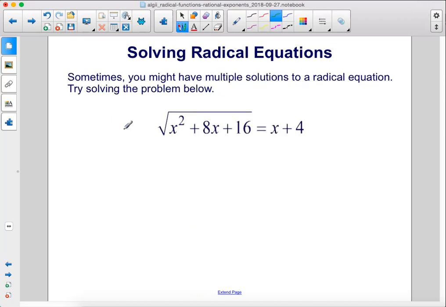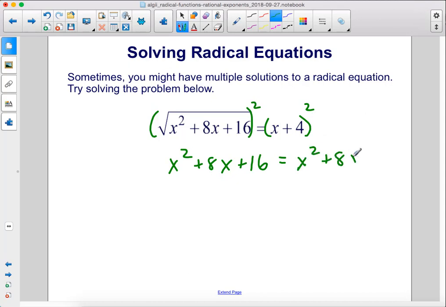Sometimes you might have multiple solutions to a radical equation. Try solving the problem below. Alright, so we have this radical isolated on this side, so let's square both sides. And that gives us x squared plus 8x plus 16 equals, so we're going to have x plus 4 squared, which is x squared plus 8x plus 16.